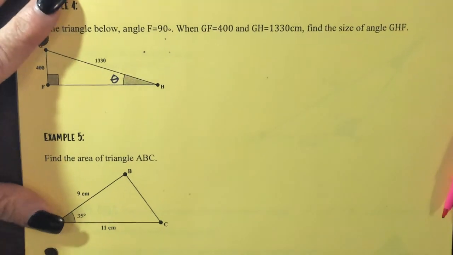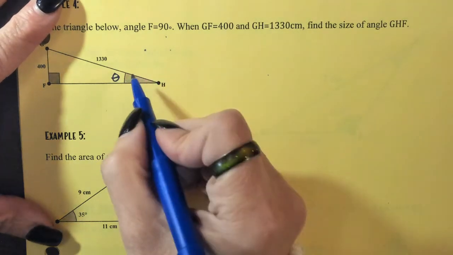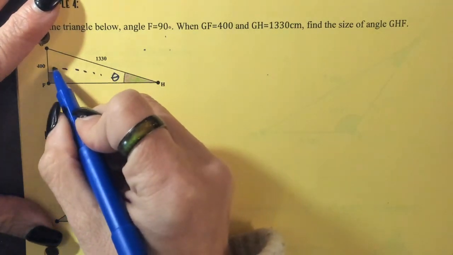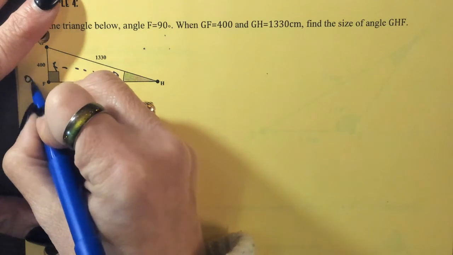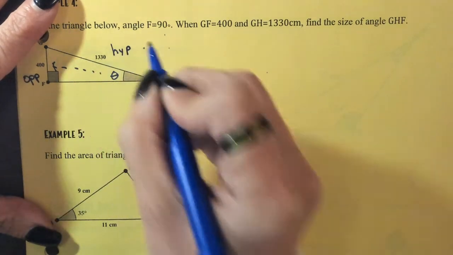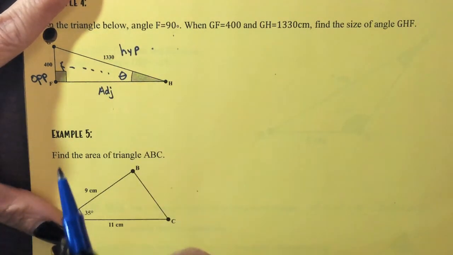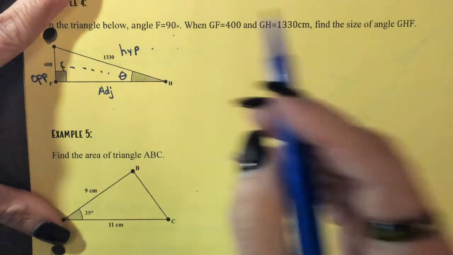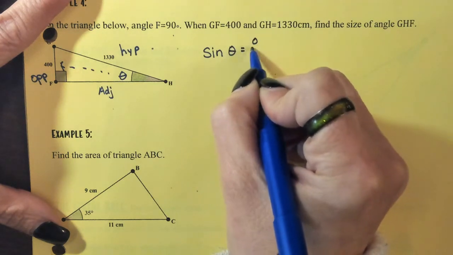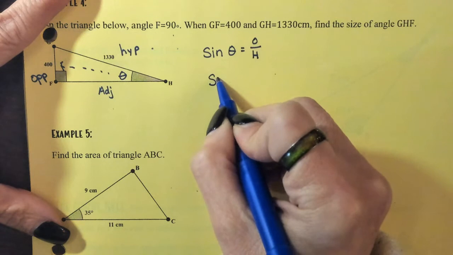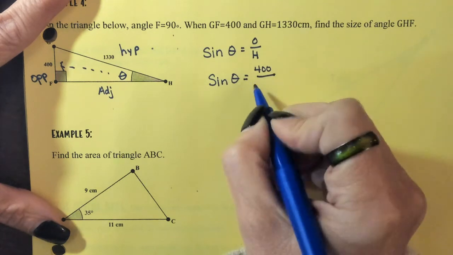So I'm going to let you think about what you know. You know the opposite side, and you know the hypotenuse, right? Sometimes it's helpful to kind of label those. This would be the adjacent side. So which trig function involves the opposite and the hypotenuse? Well, SOH. So sine of theta equals the opposite over the hypotenuse.